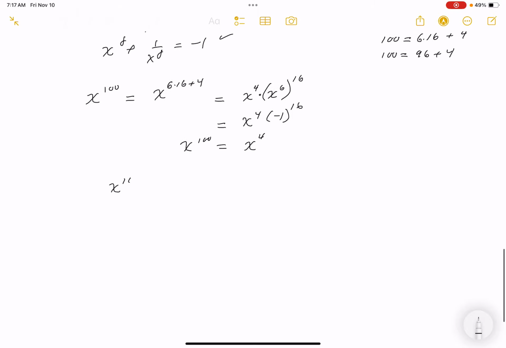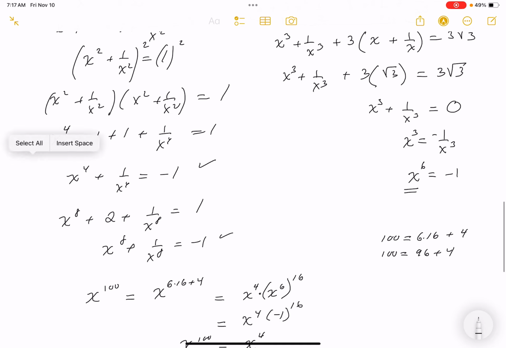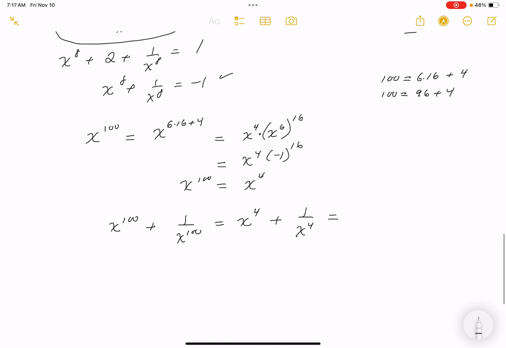So I can write this down now. x to the 100. This makes it a lot easier for me to deal with, by the way. x to the 100 plus 1 over x to the 100 is the same thing as saying x to the 4th plus 1 over x to the 4th. Now, do I know what that is? Let's go back over here, and I do. It's right over here. I know what it is. It's minus 1. And that's the end of that story.